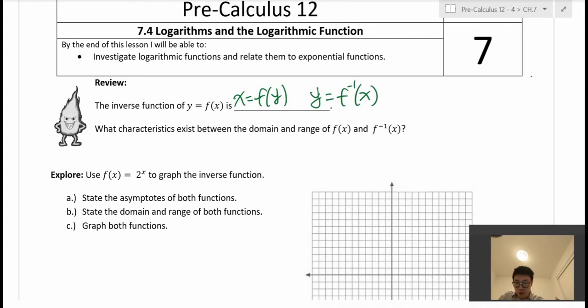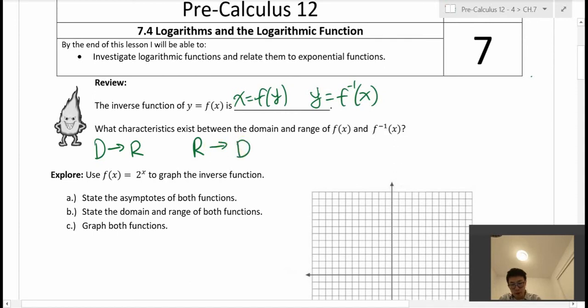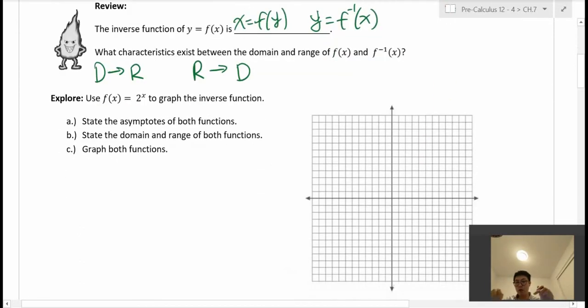What characteristics exist between the domain and range of f of x and f inverse of x? Recall the domain of f of x becomes the range of the inverse function, and the range of f of x becomes the domain of f inverse of x. Because we're switching x and y, domain becomes range and range becomes domain. That makes perfect sense.